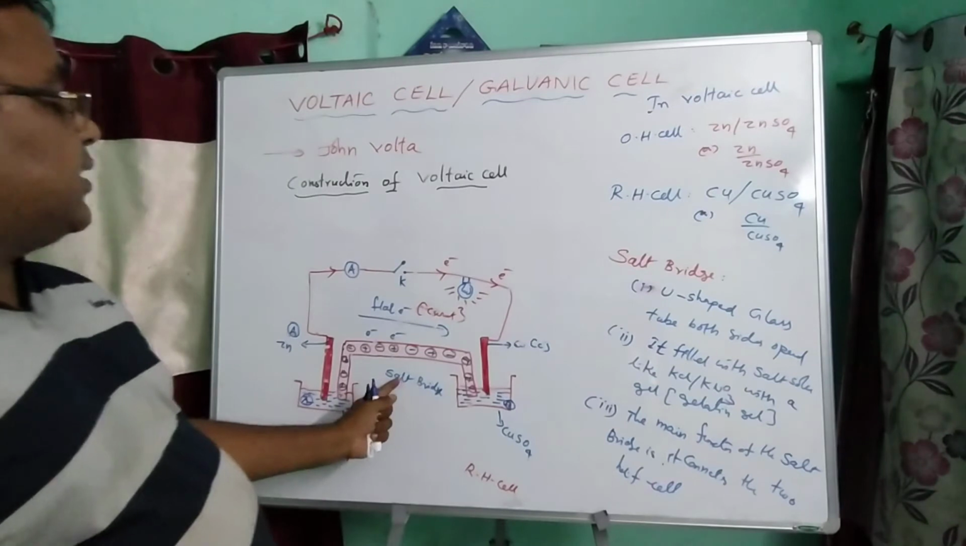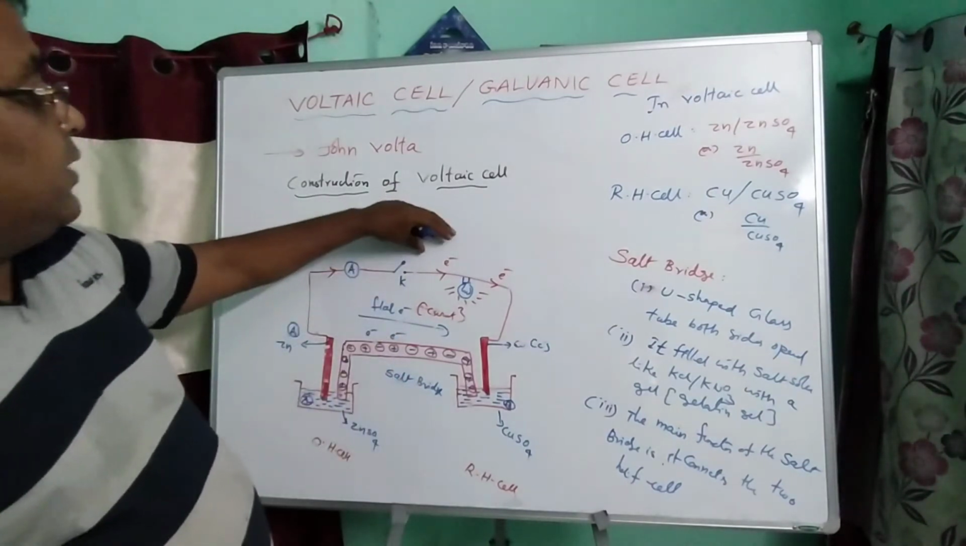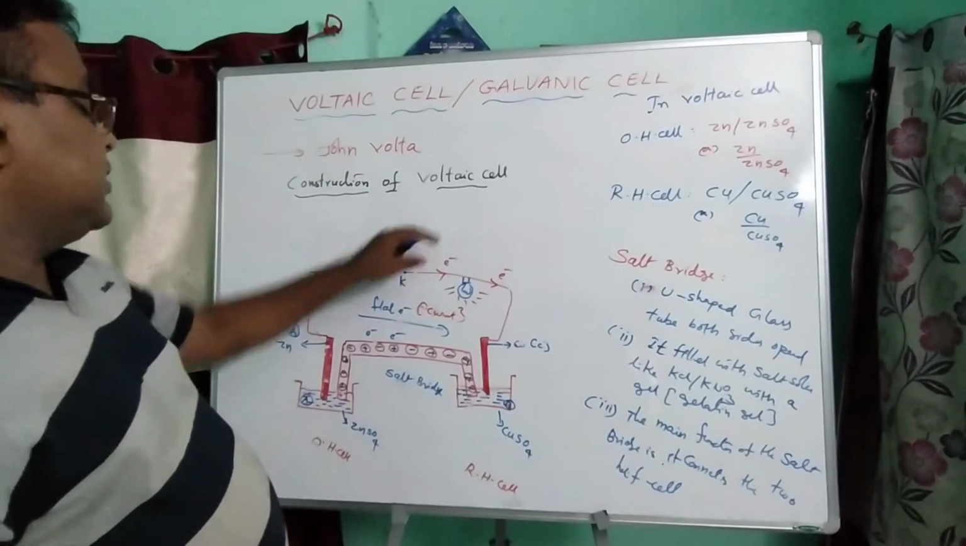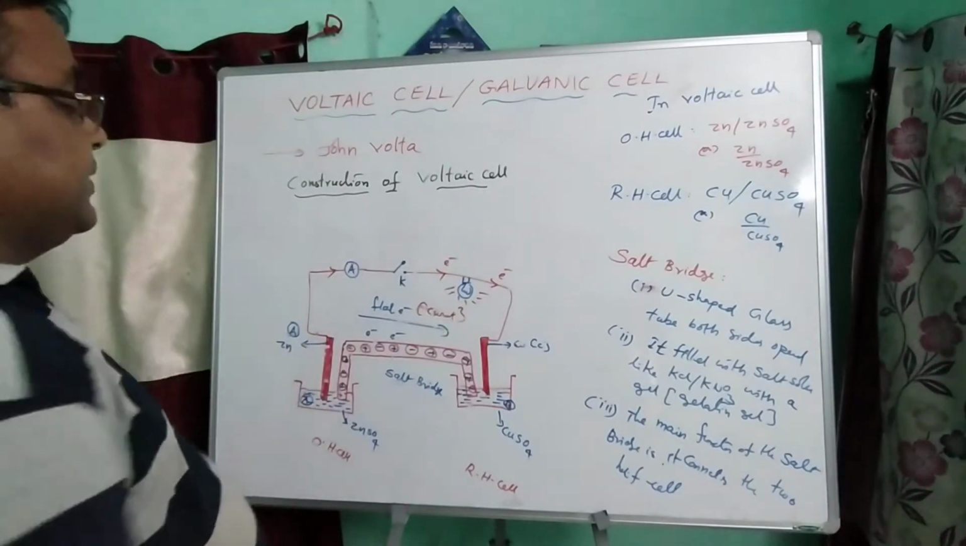So when we remove the salt bridge, the flow of electrons immediately stops, which means the circuit is broken and the bulb will immediately stop. That means it does not glow.